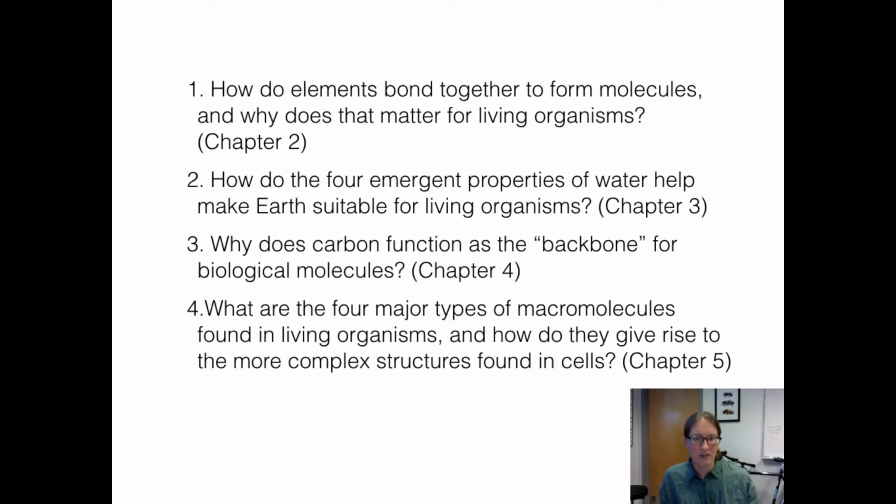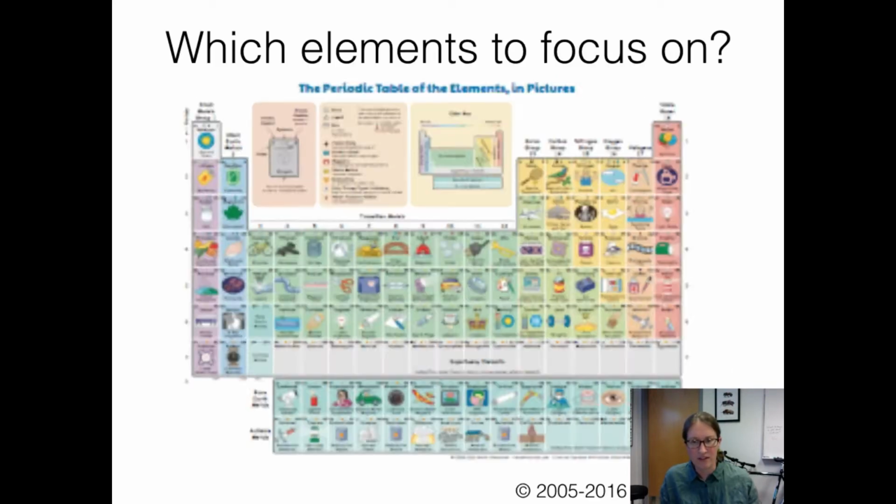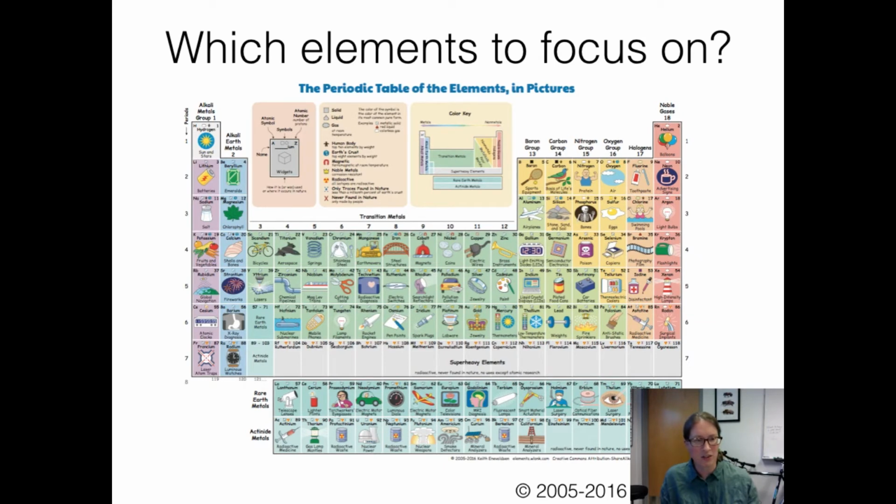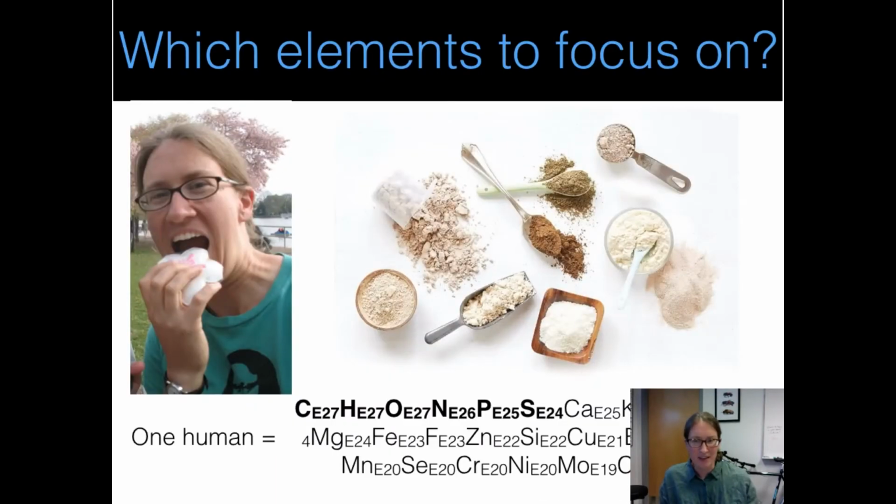Okay, so let's now start by talking briefly about properties of the chemical elements. So here's our table of the elements. Which out of the 94 naturally occurring elements should we even focus on? Well, to help us think that through, here on this slide, I've got the full molecular formula for one human, such as me eating this cookie here. So here's an entire human according to atoms.